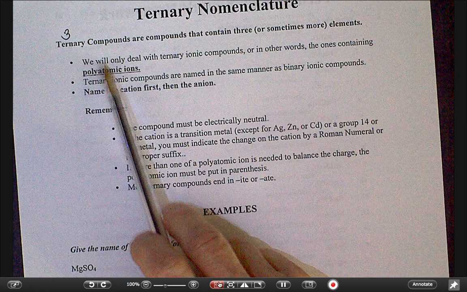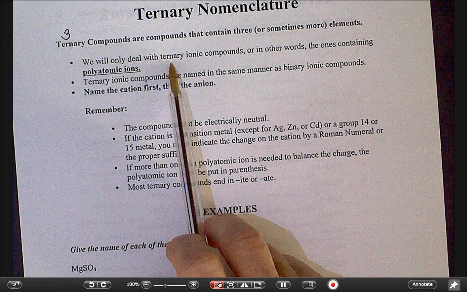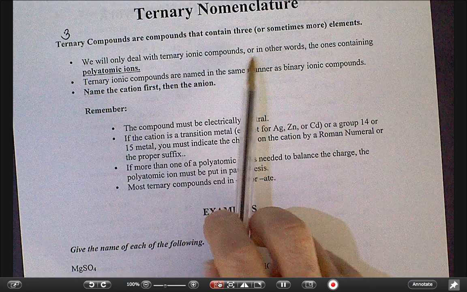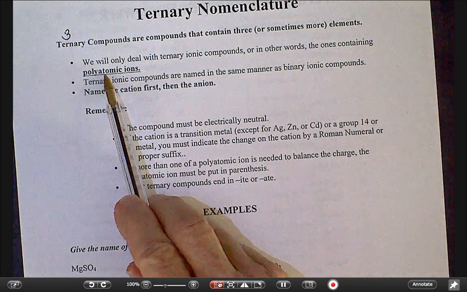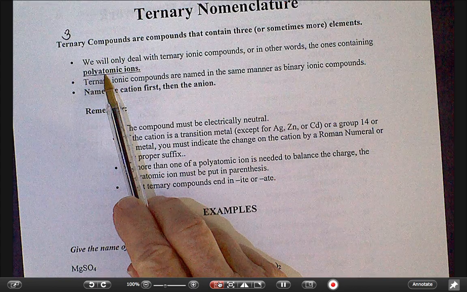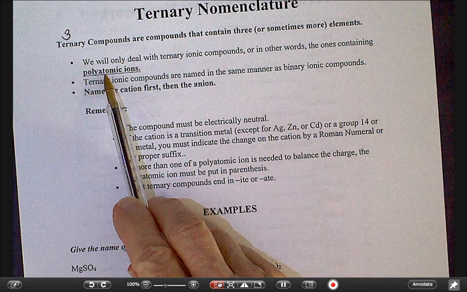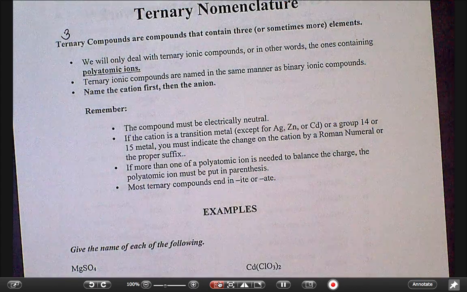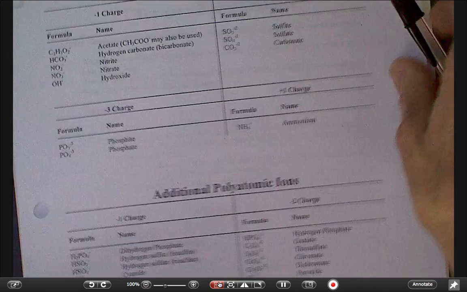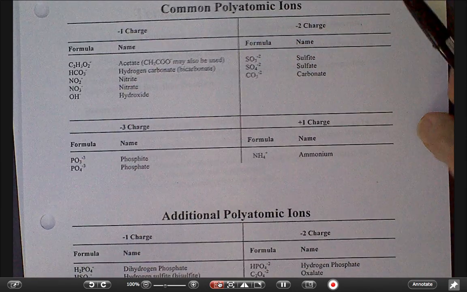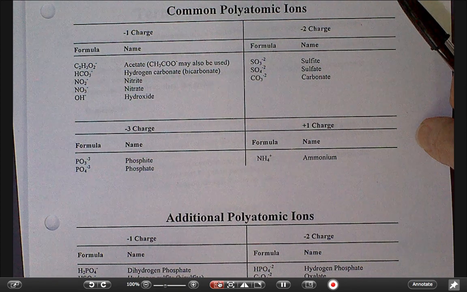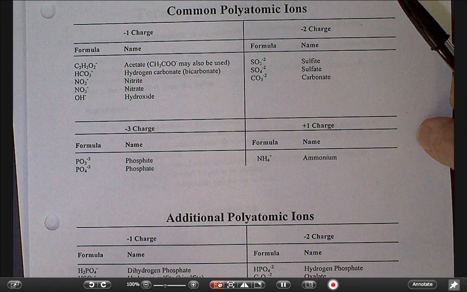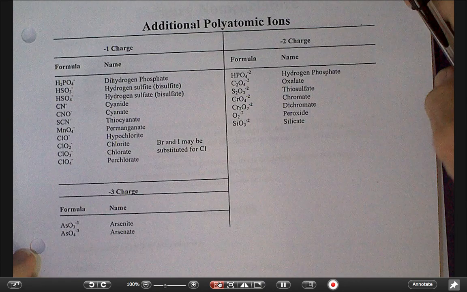Now then, we will only deal with ternary ionic compounds, or in other words, the ones containing, what did I call these? Okay. This paper right here gives you the formula and the charges of the polyatomic ions. All of them are anions.